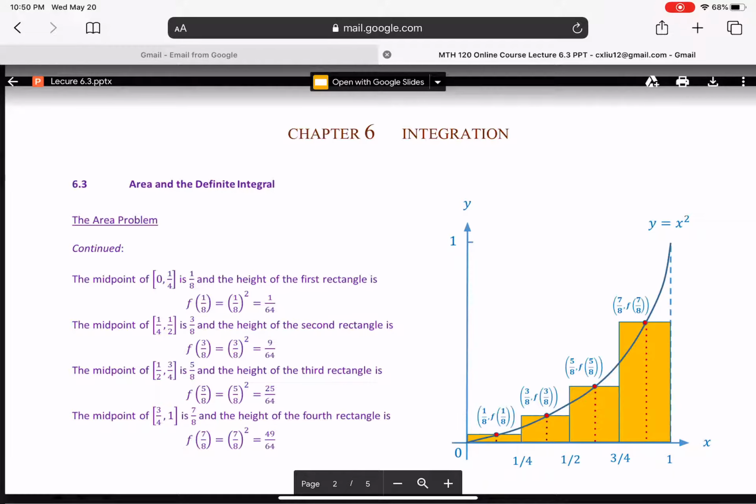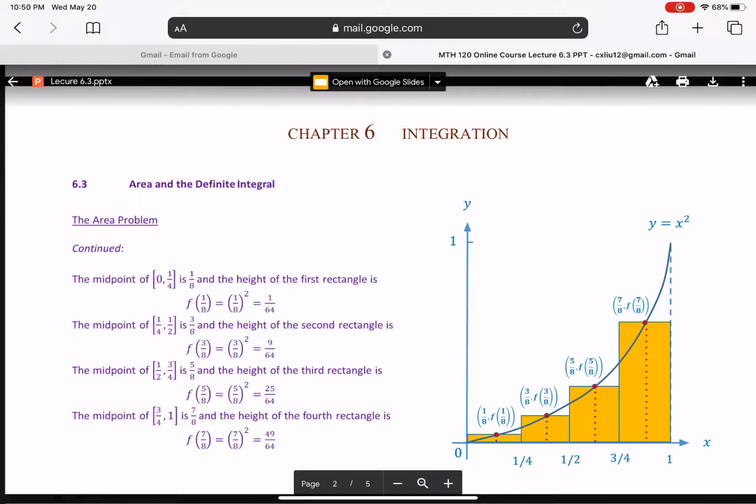The midpoint of the interval from 0 to 1/4 is 1/8, and the height of the first rectangle is f of 1/8, which is 1/8 squared. I mean, we get 1 over 64. We know the function is y equal to x squared. The midpoint of the interval from 1/4 to 1/2 is 3/8, and the height of the second rectangle is f of 3/8, which is 3/8 squared. We get 9 over 64.